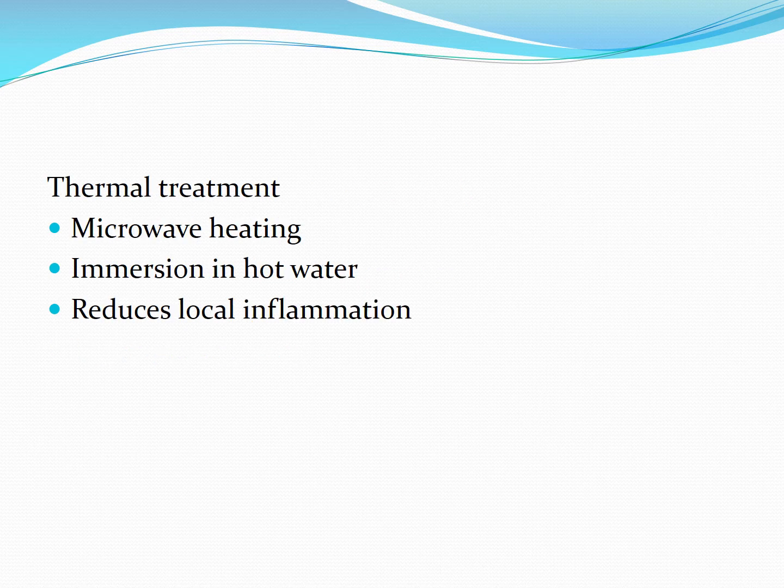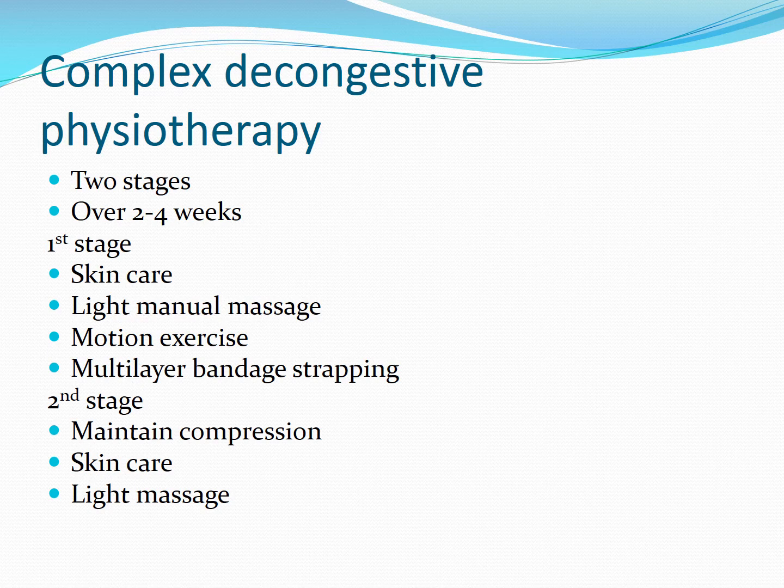You can try thermal treatments. These are carried out by physiotherapists in their physiotherapy departments. You apply some microwave heating to the limbs and then immerse them in hot water, and these measures are supposed to reduce the local inflammation, which ultimately ends up in more lymphatic drainage. Another mode of treatment carried out by physiotherapists is called complex decongestive physiotherapy. It is carried out over a period of 1 month in 2 stages. And if you go through them, there is nothing new, but it's also a form of manual compression therapy, which is done in an orderly manner.